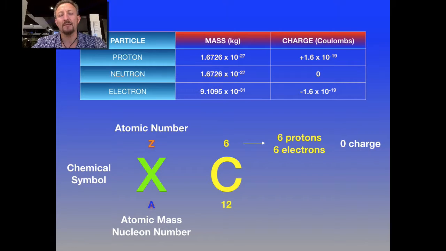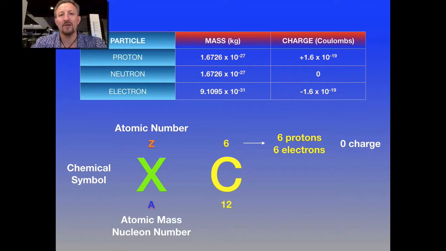Now, if we go to the table at the top, we can see that the charge of the electrons and the protons are identical, except one's positive and one's negative. So when we combine them together as they're equal numbers, the result is we've got a net charge of 0. So the atom is neutral.